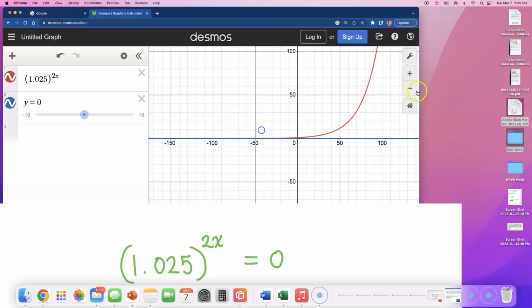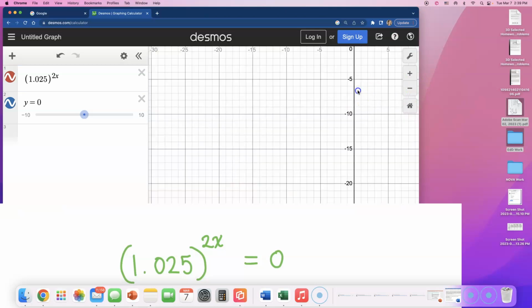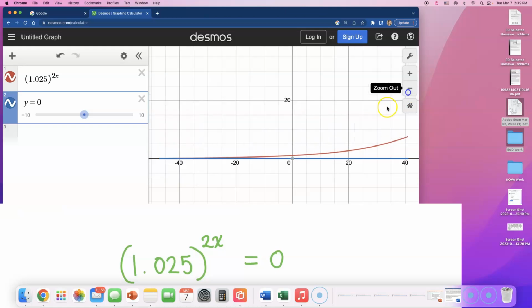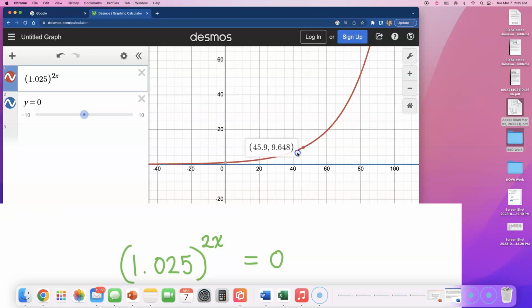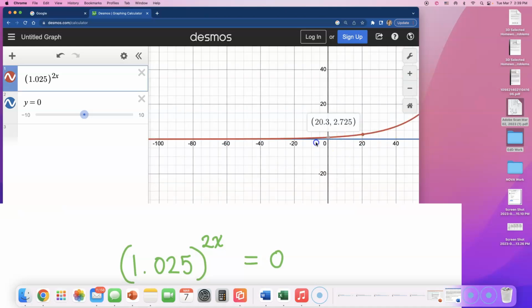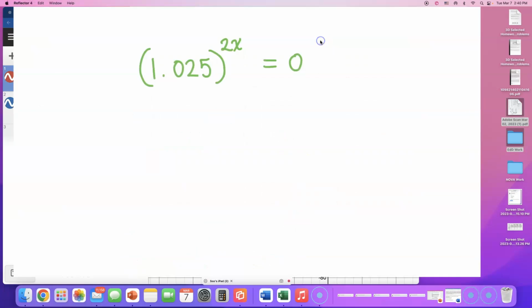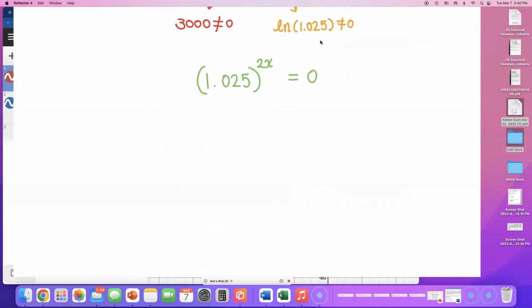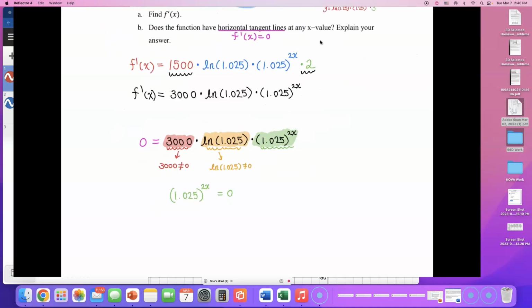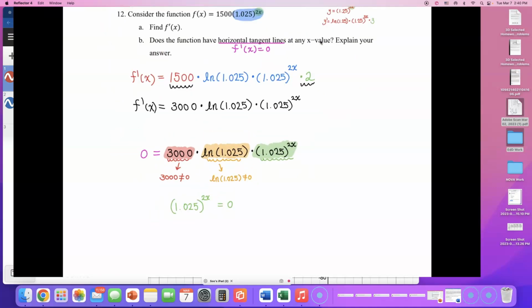Just keep on going. Now if you just look at this left tail of it, it looks like it was getting close, okay? It's getting close, close, close, but what's actually happening is it is approaching y equals 0. So this function actually has a horizontal asymptote of y equals 0. So it's approaching it, it's getting closer to 0, but it will never actually reach it, okay? So here, we're going to have to say, does the function have a horizontal tangent line at any x value? We're going to have to say no, because this equation can never be equal to 0.